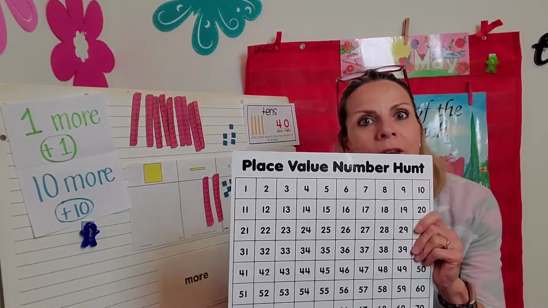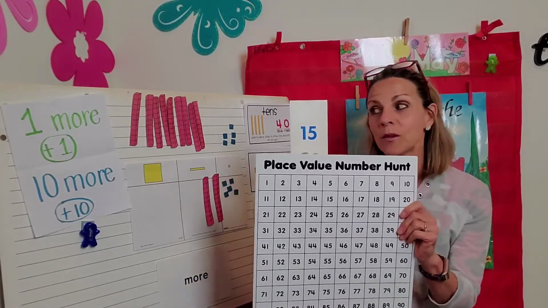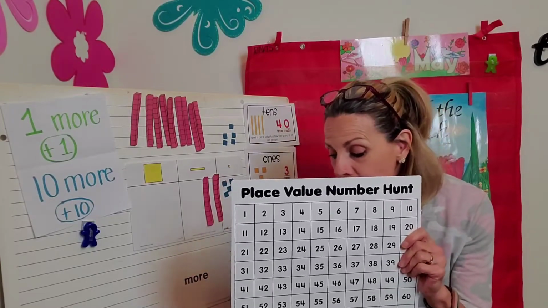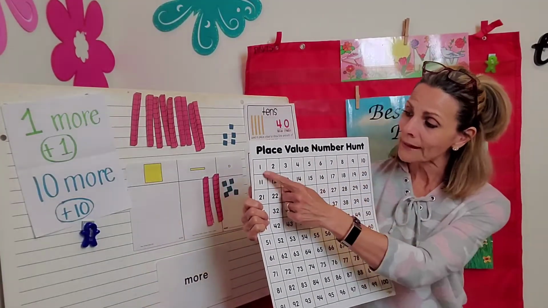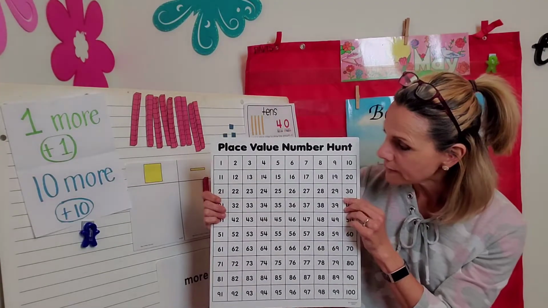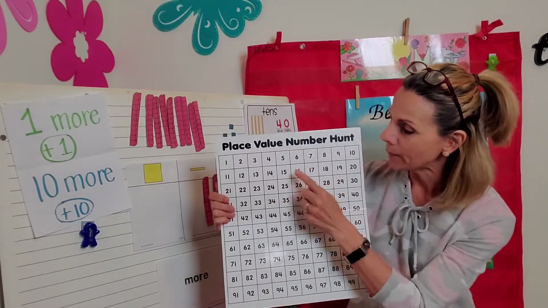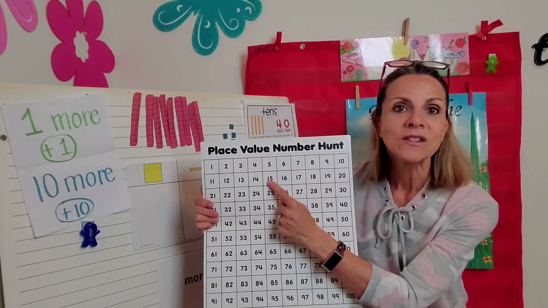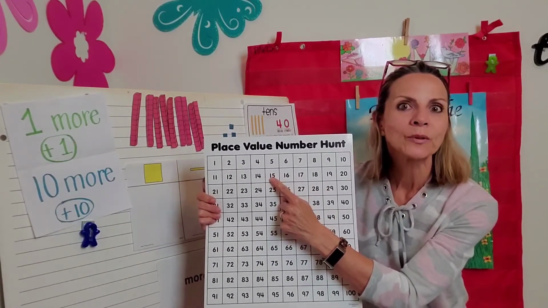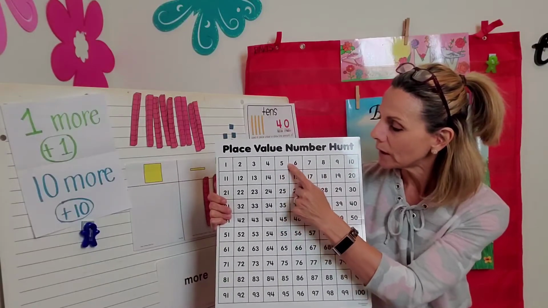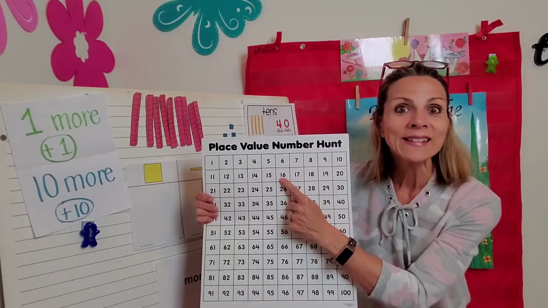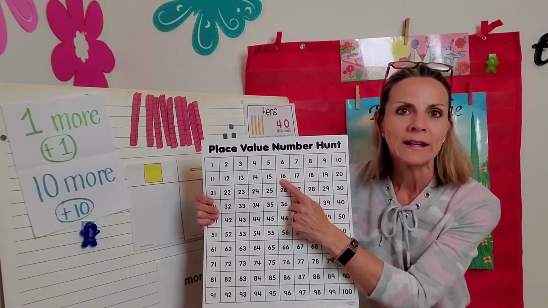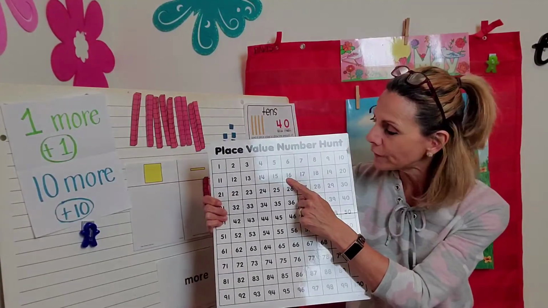I'm going to hold up the number 15. I did it with blocks, but now I'm going to use the 100 chart. So I'm going to find the number 15. And if I understand how my chart works, I can locate the teen numbers, and there's 15. Now, I'm going to jump 1 more block or 1 more space forward. All right, I landed on 16. 15 plus 1 is 16. 16 is 1 more than 15.